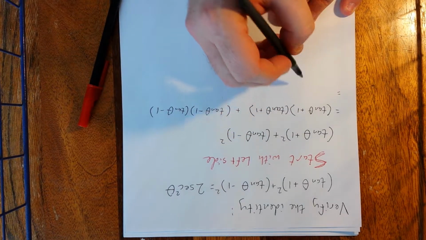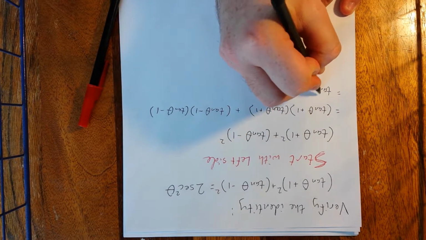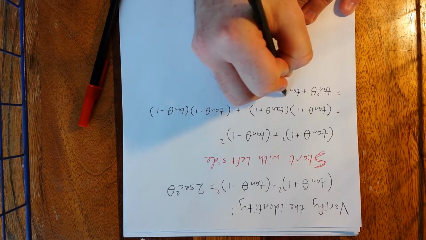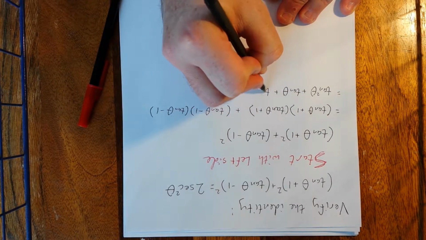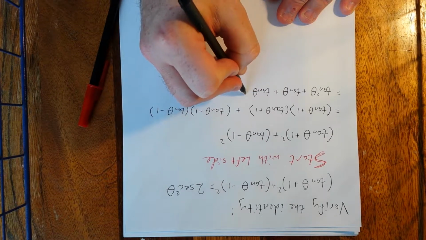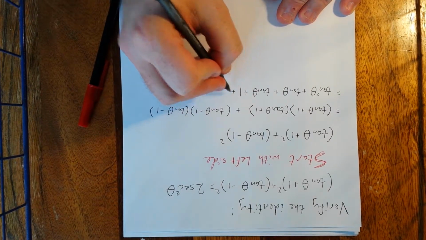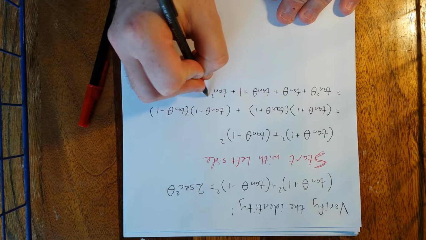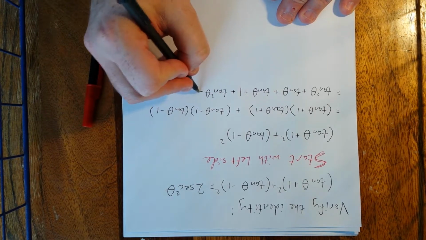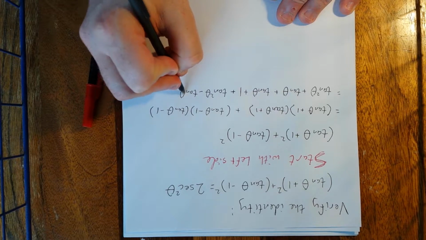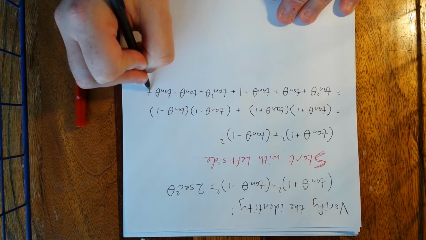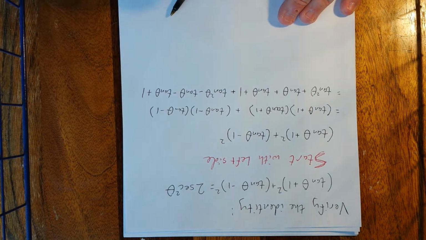So first, outer, inner, last. First will be tangent theta times tangent theta, that's tangent squared. Outer will be tangent theta times 1. Inner is 1 times tangent theta. And then last will be plus 1. The next one, F, gives us tangent theta times tangent theta, it's tangent squared. Outer we've got tangent theta times minus 1. Inner will be the same. And then last we've got negative 1 times negative 1.